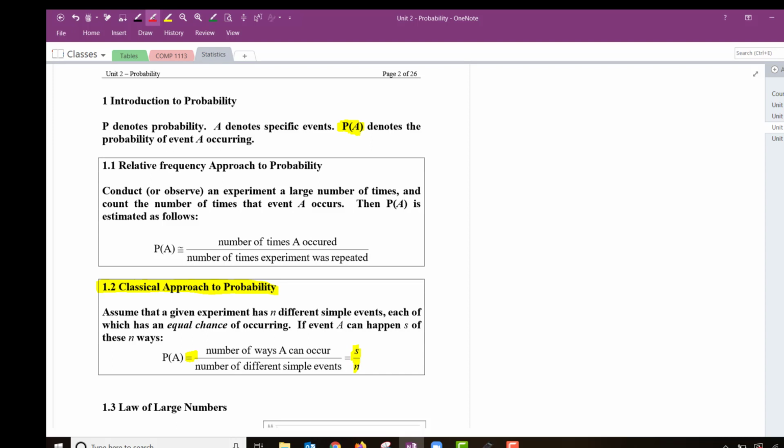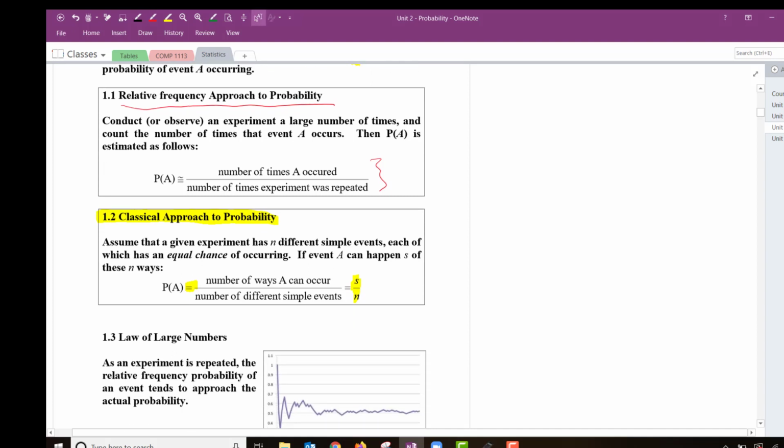Other times, we can't necessarily count the total number of ways that something can occur. So we may have to rely on doing an experiment. And then we get the relative frequency approach to probability, or an estimate of probability based on repeating something over and over again and keeping track of how often we're successful versus how often we've done the experiment. That's basically the formula given here in 1.1. The law of large numbers will link these two together.